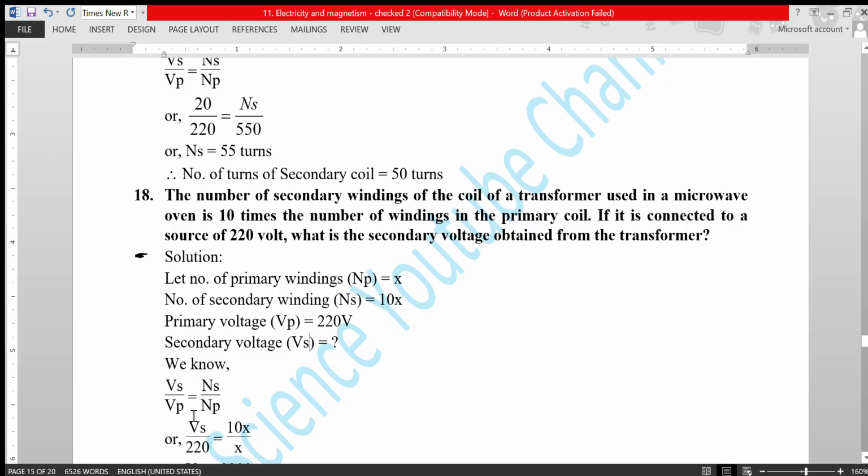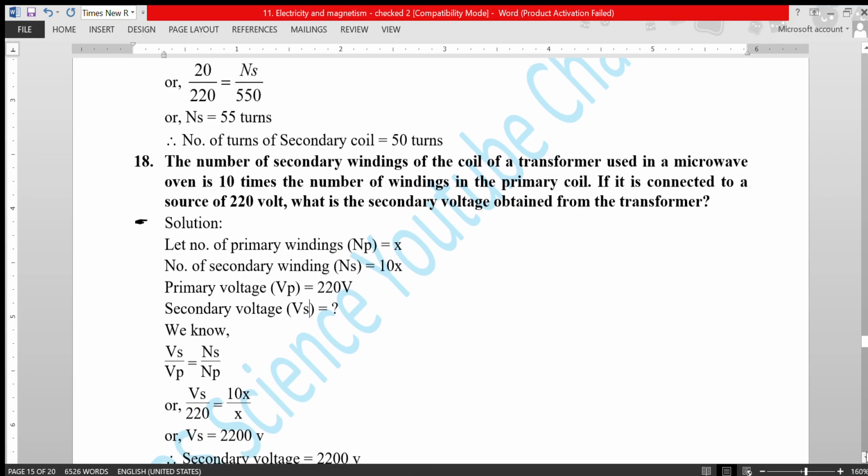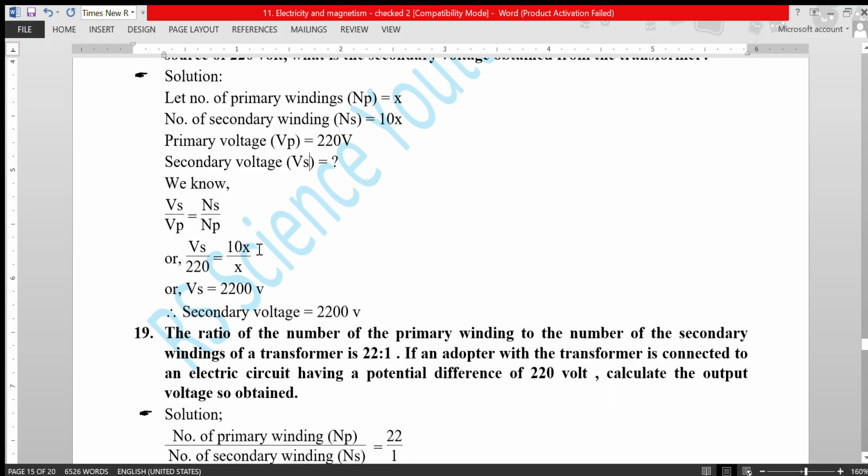Secondary voltage Vs by Vp equals Ns by Np. The X's cancel, so this into this we get 2200 volt. The ratio of the number of primary winding to the number of secondary winding of the transformer is this, that is Np by Ns is 22 by 1.